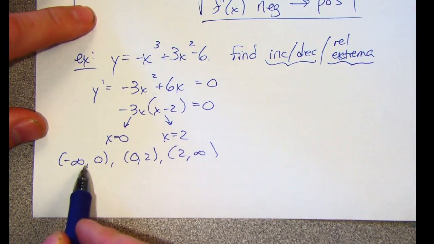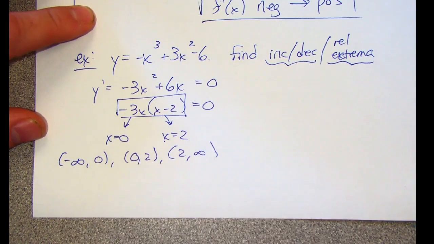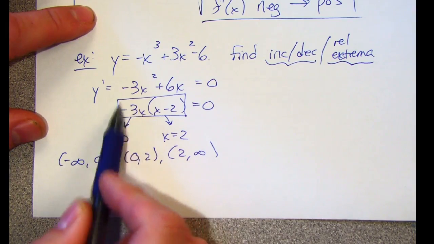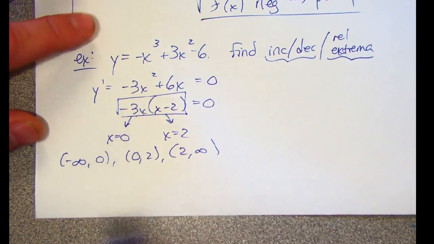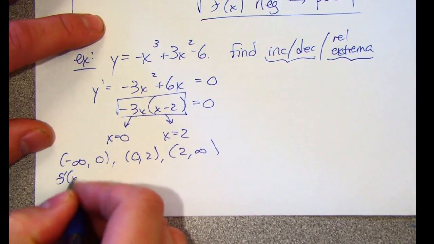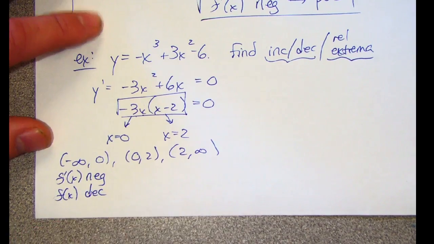So take like a negative 5. You can use whichever one you want, I think this one's easier. If I put a negative 5 there, this piece is positive. If I put a negative 5 there, this piece is negative. Positive times negative. My derivative here is negative, which means my original graph is decreasing.